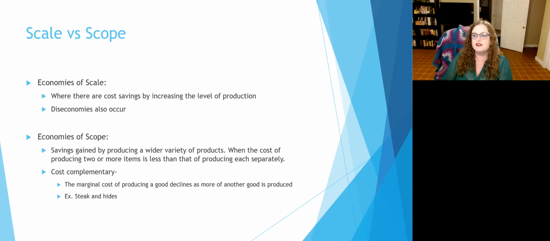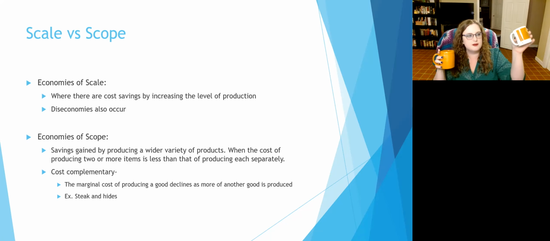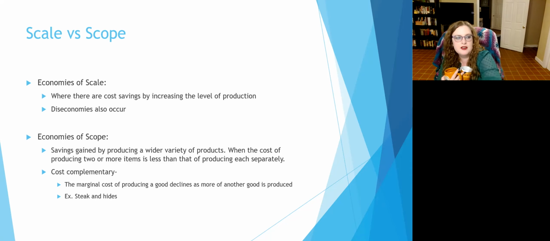There's also the economies of scope, where the idea is there are savings by producing a wider variety of products. Instead of just having the ceramic mug, maybe I can also have, I don't know, these prefabricated mugs. I drink a lot of tea and coffee, so I have to have one for coffee and one for tea. Don't judge me. I also have a teapot right here.